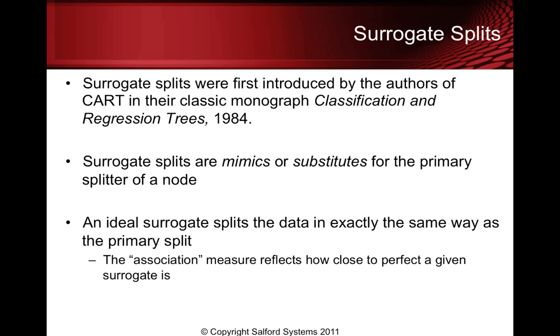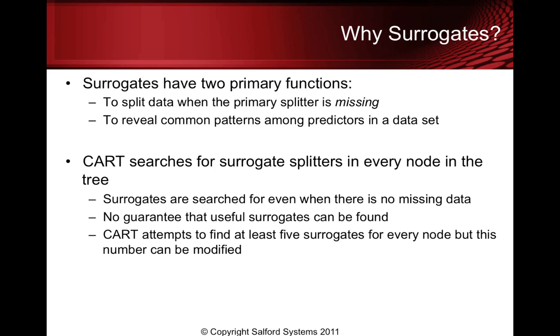We've already seen how a primary splitter is made, and we can't start the process of even thinking about surrogates until we have a primary splitter in hand. Once we have that splitter in hand, then we can go looking for surrogates. And what is a surrogate? Well, an ideal surrogate splits the data in exactly the same way as the primary split. In other words, we are looking for clones, close approximations, something else in the data that can do the same work that the primary splitter accomplished.